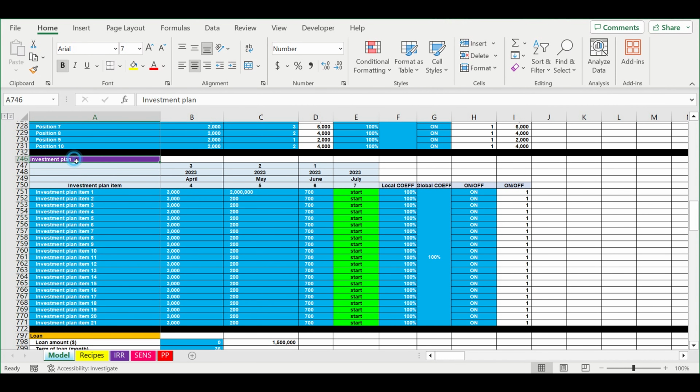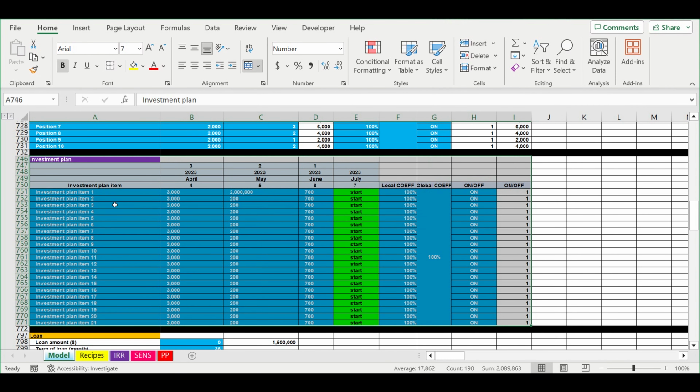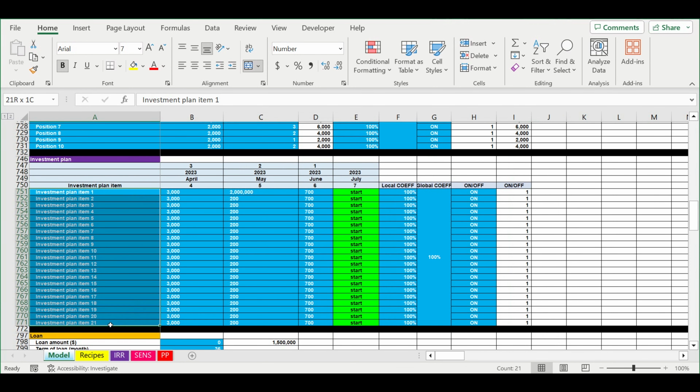Next block of inputs is devoted to investment plan. Here on the left, we specify what we are investing in. Then we have three columns with a timeline above. These three columns illustrate a 3 months period before the project starts generating the revenues. This is your investment stage. In this area, you specify how much you are investing in this or that item and when you are investing. Green column illustrates the month and year when the first revenues appear. And of course, we have on-off toggles, global and local coefficients.